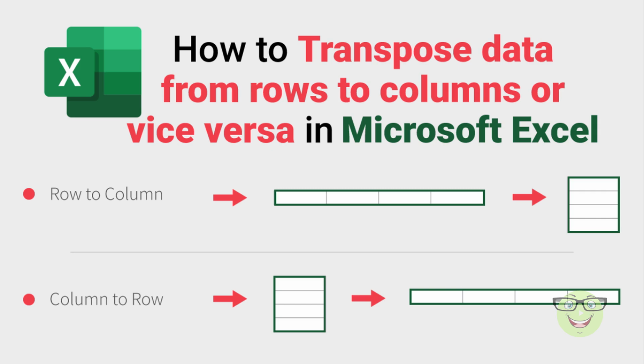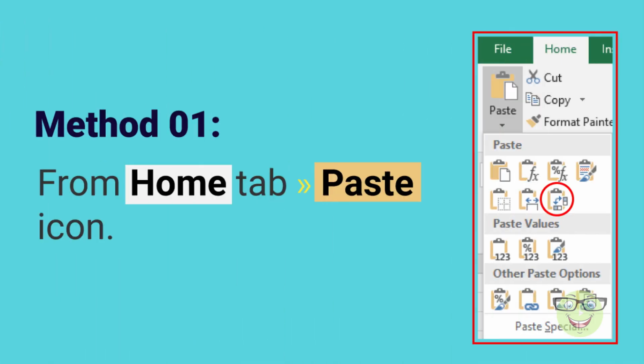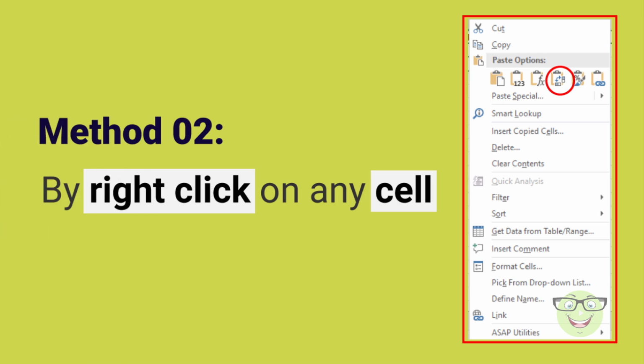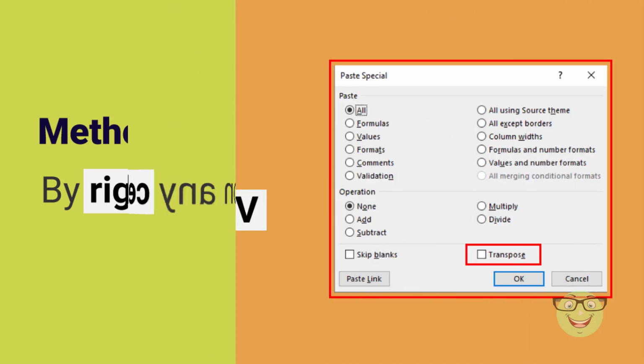First method: from the Home tab, then the paste icon. Second method: by right-clicking on any cell. Third method: by pressing Ctrl plus Alt plus V, then E.